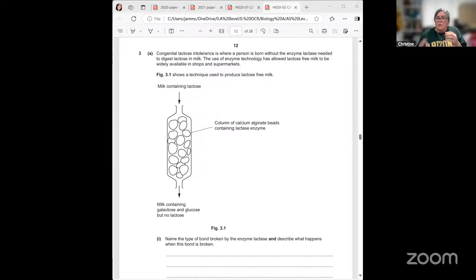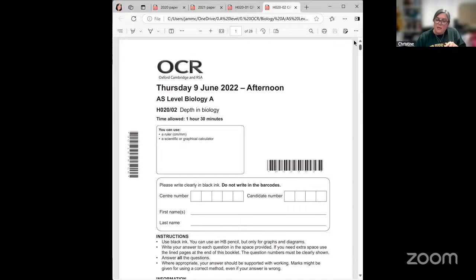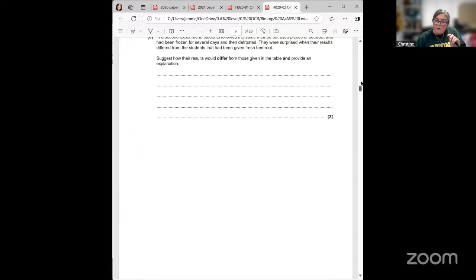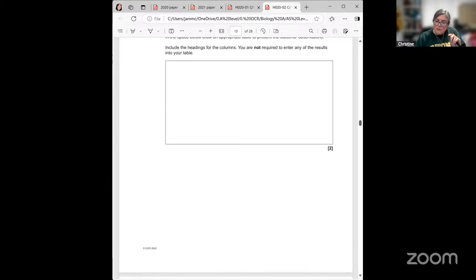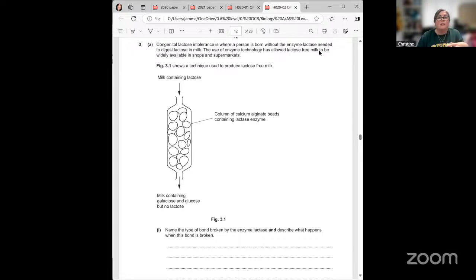The reason I wanted to look at this question is this is an AS paper. It's the Depth in Biology, a 2022 paper, and I really want to look at question 3. If you're year 13, then this is a question where, potentially in year 12 as an AS paper, you'll be asked questions which are up to the year 12 content, but in year 13, they could take this question and make it into an A-level question.